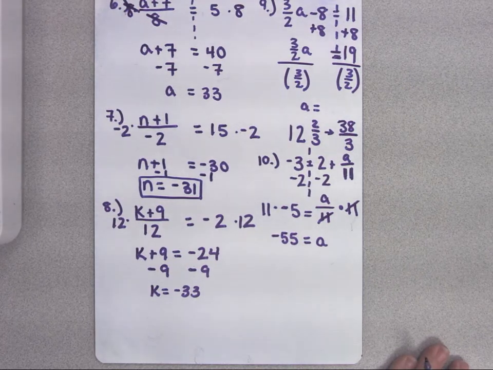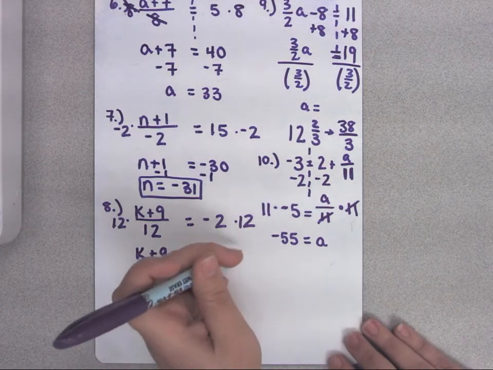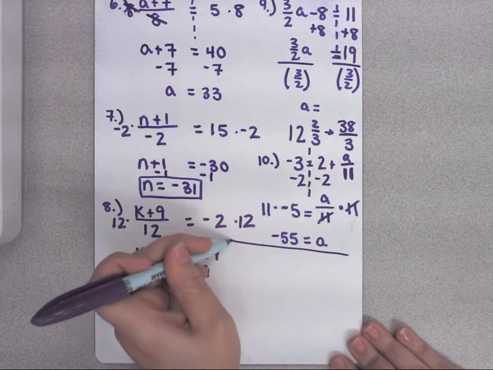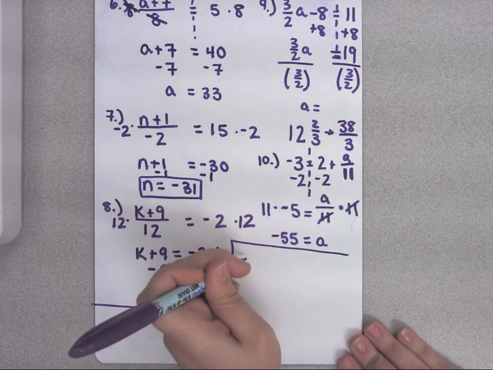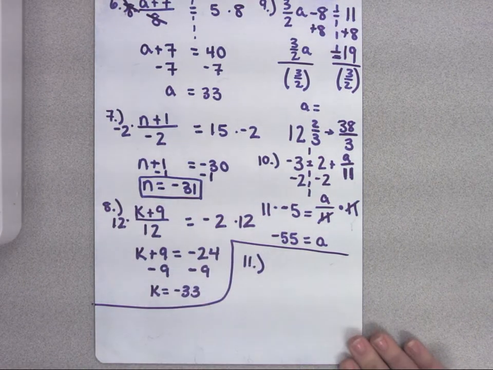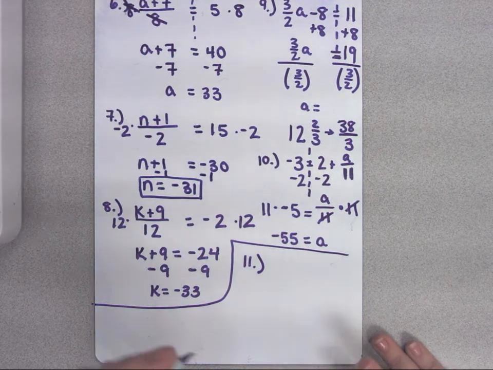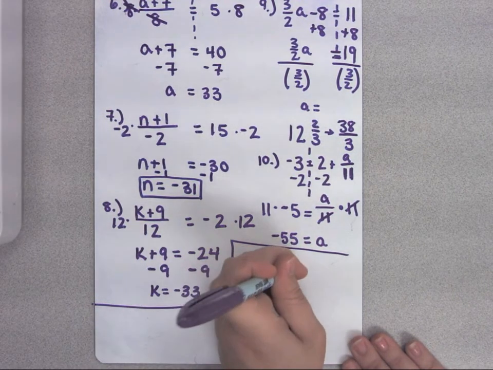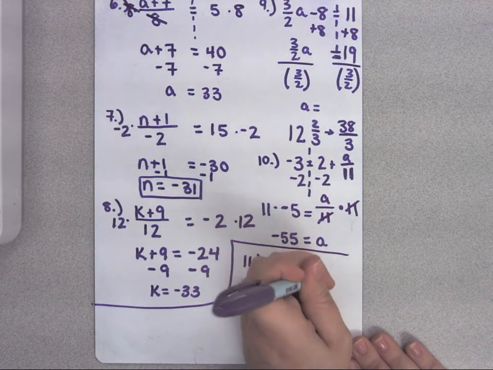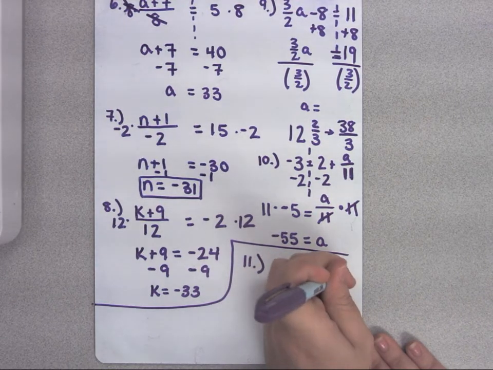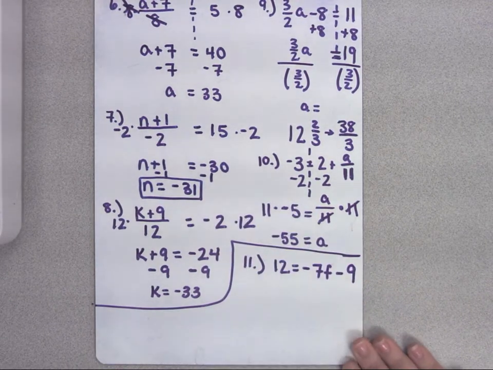All of these are two steps. They're just different kinds of two-step equations. Okay, let's try a review of all the different kinds of problems we've done. Let's start with the easier one. 12 equals -7f minus 9.